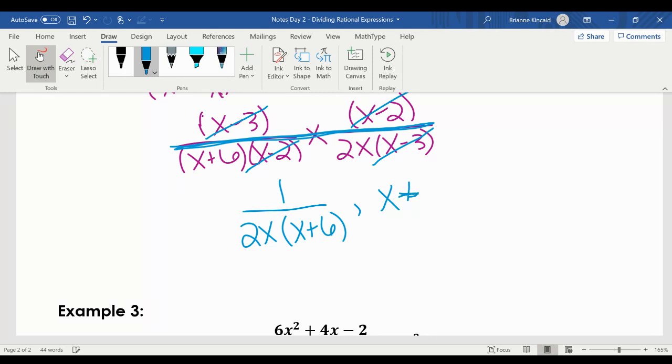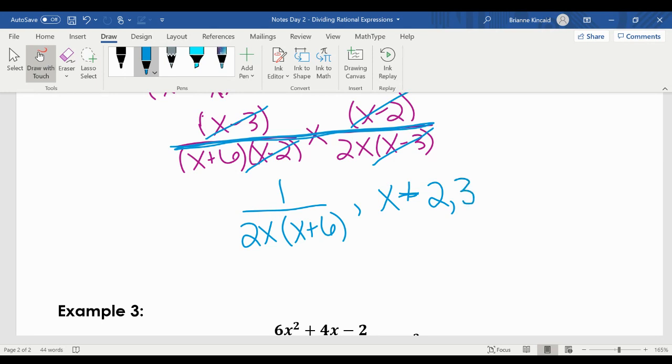For our excluded values here, we're going to start with the easy ones, what we can see from this stage of crossing out. I've crossed out an x minus 2. It's no longer there. That's an excluded value of 2. I crossed out an x minus 3. It's no longer in the denominator. That's an excluded value of 3.